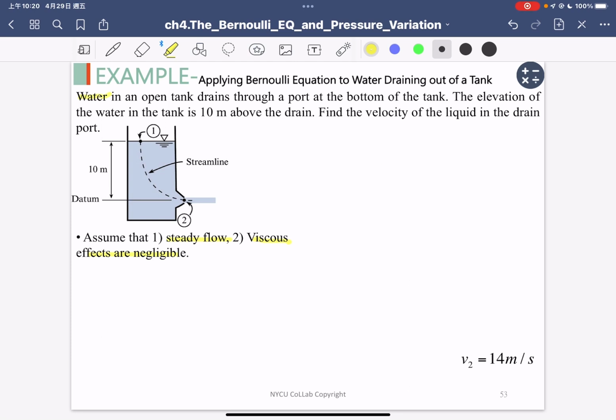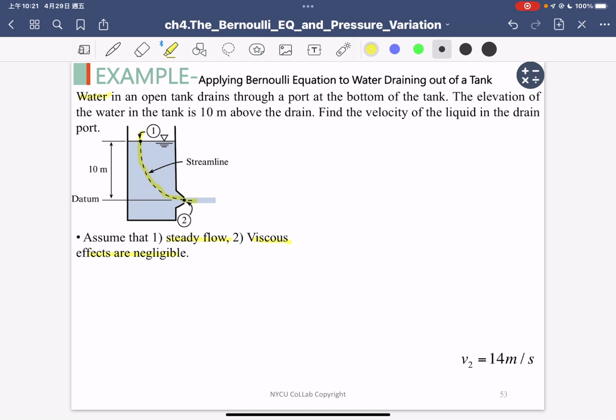I emphasize that three flow conditions need to be satisfied for the Bernoulli equation. The first one is steady flow, the second is incompressible flow, and the final one is inviscid flow. With these three conditions satisfied, we follow the Bernoulli equation. I draw the yellow curve as our streamline, and we know that two points on one streamline will satisfy the Bernoulli equation.